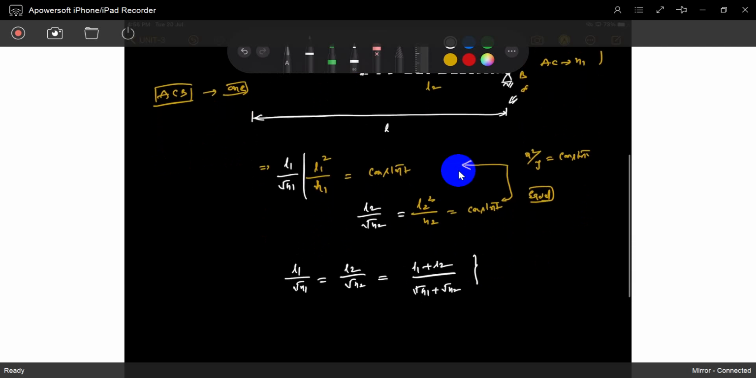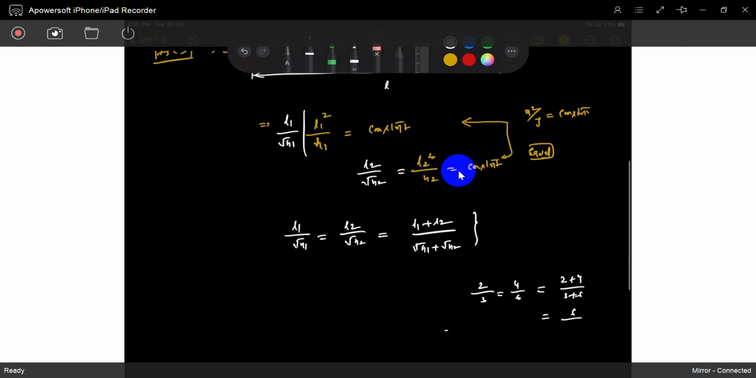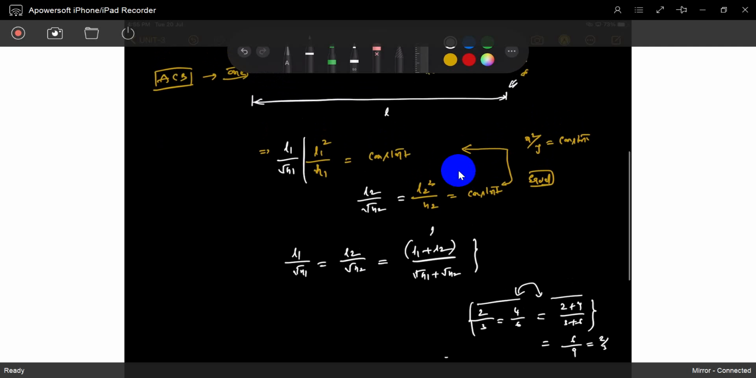Sir, how can? You see, 2 by 3 equal to 4 by 6. Then you can write 2 plus 4 by 3 plus 6. See, it is 6 by 9, which is 2 by 3, na? Understood? Maybe you lost your memory in school days. You can write it. So if you write it, L1 plus L2 is L.